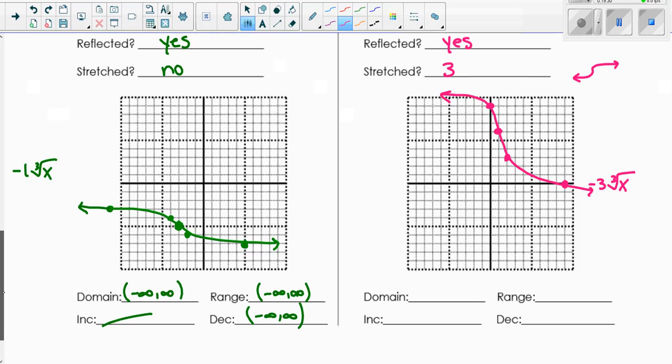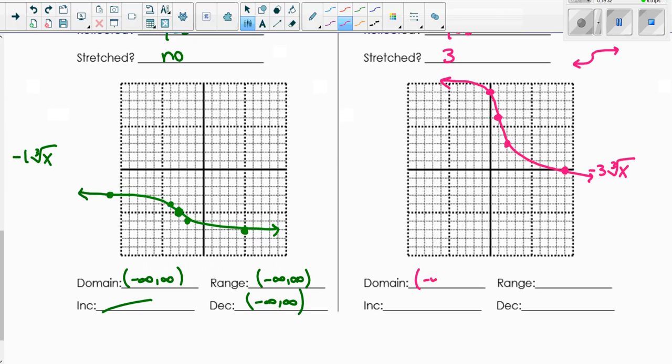Domain, range, increasing, decreasing. So all the way left, all the way right, all the way down, all the way up. It's never increasing from left to right. I'm only going down. So negative infinity to positive infinity. All right. So in terms of graphing and domain, range, increasing, decreasing, it should go a little quicker. But again, you want to think about what numbers you want to take the cube root of.